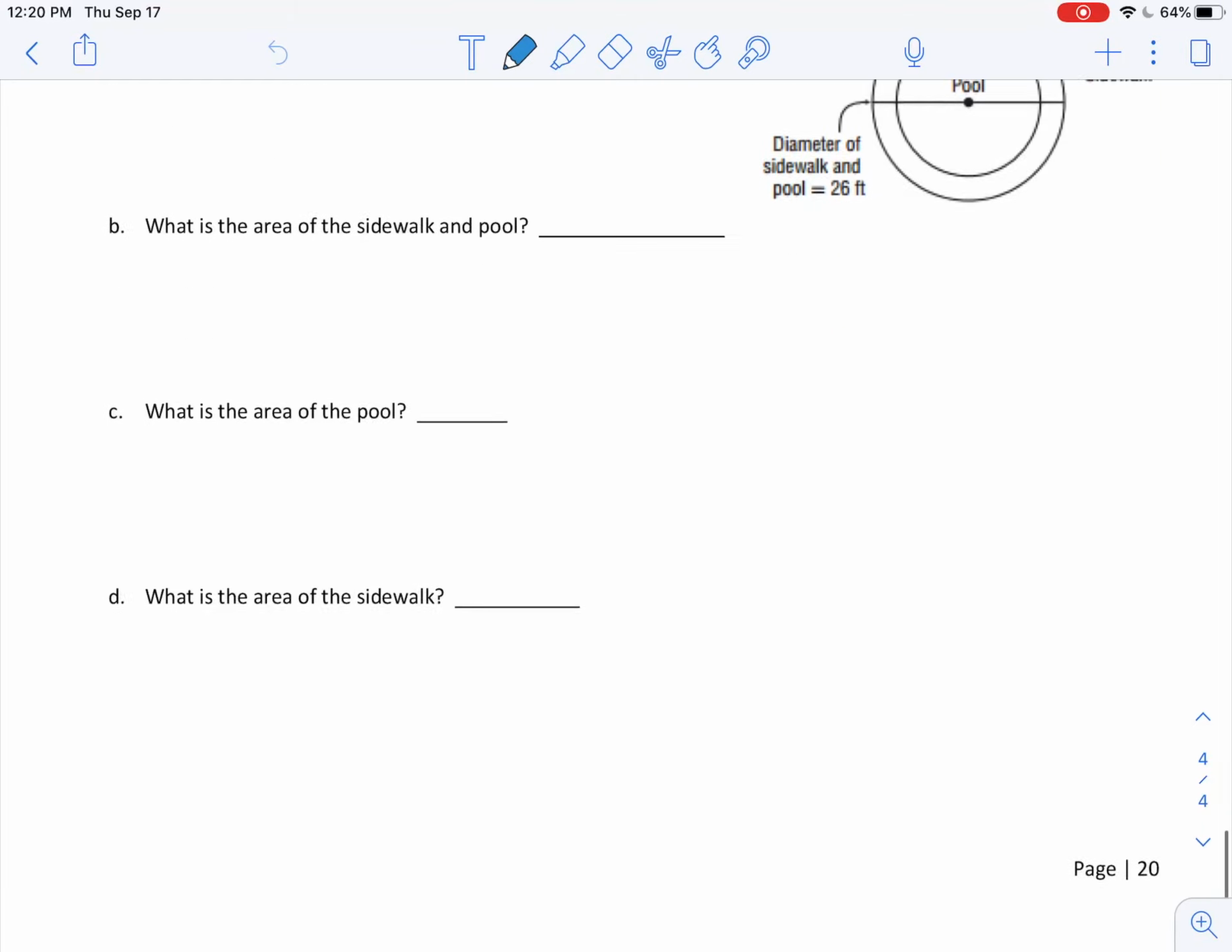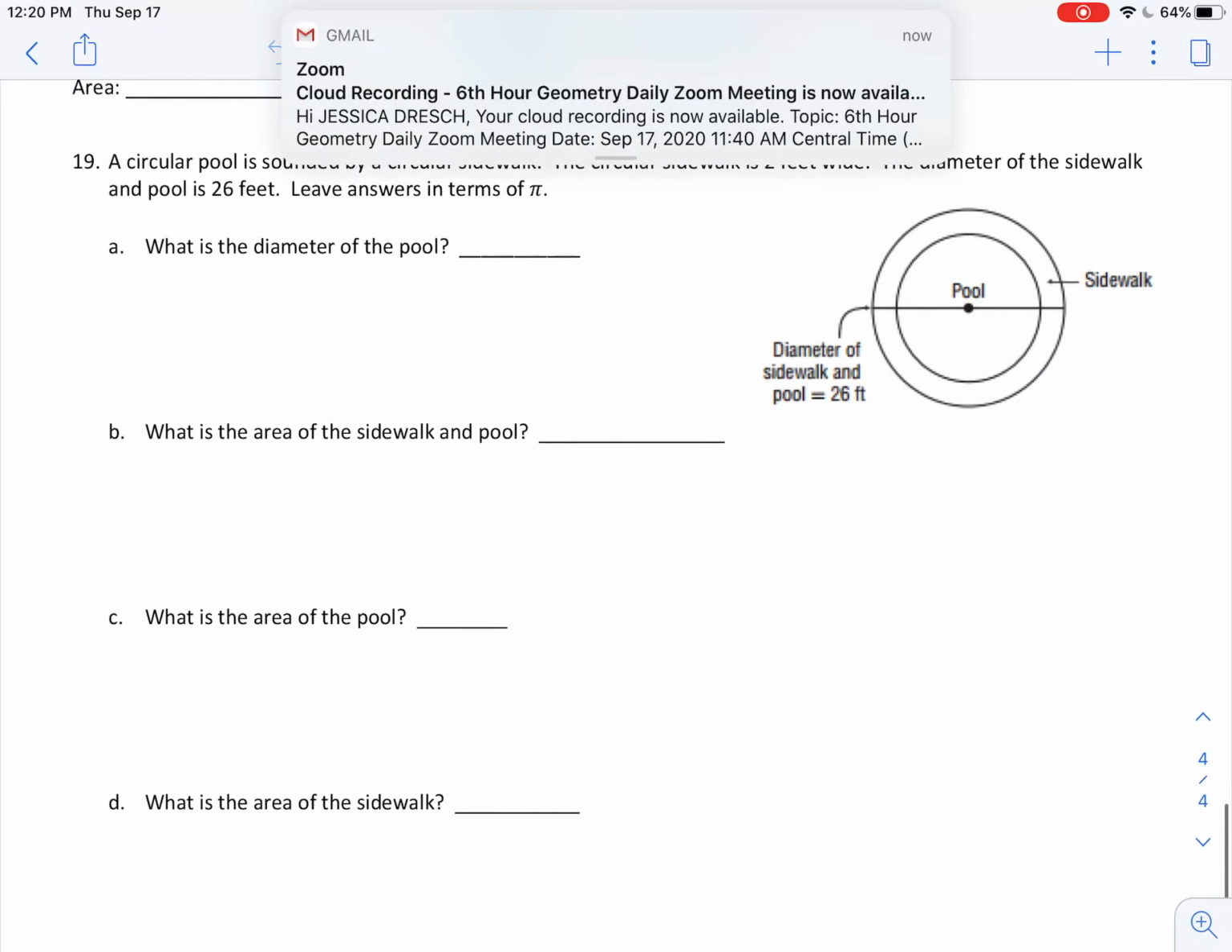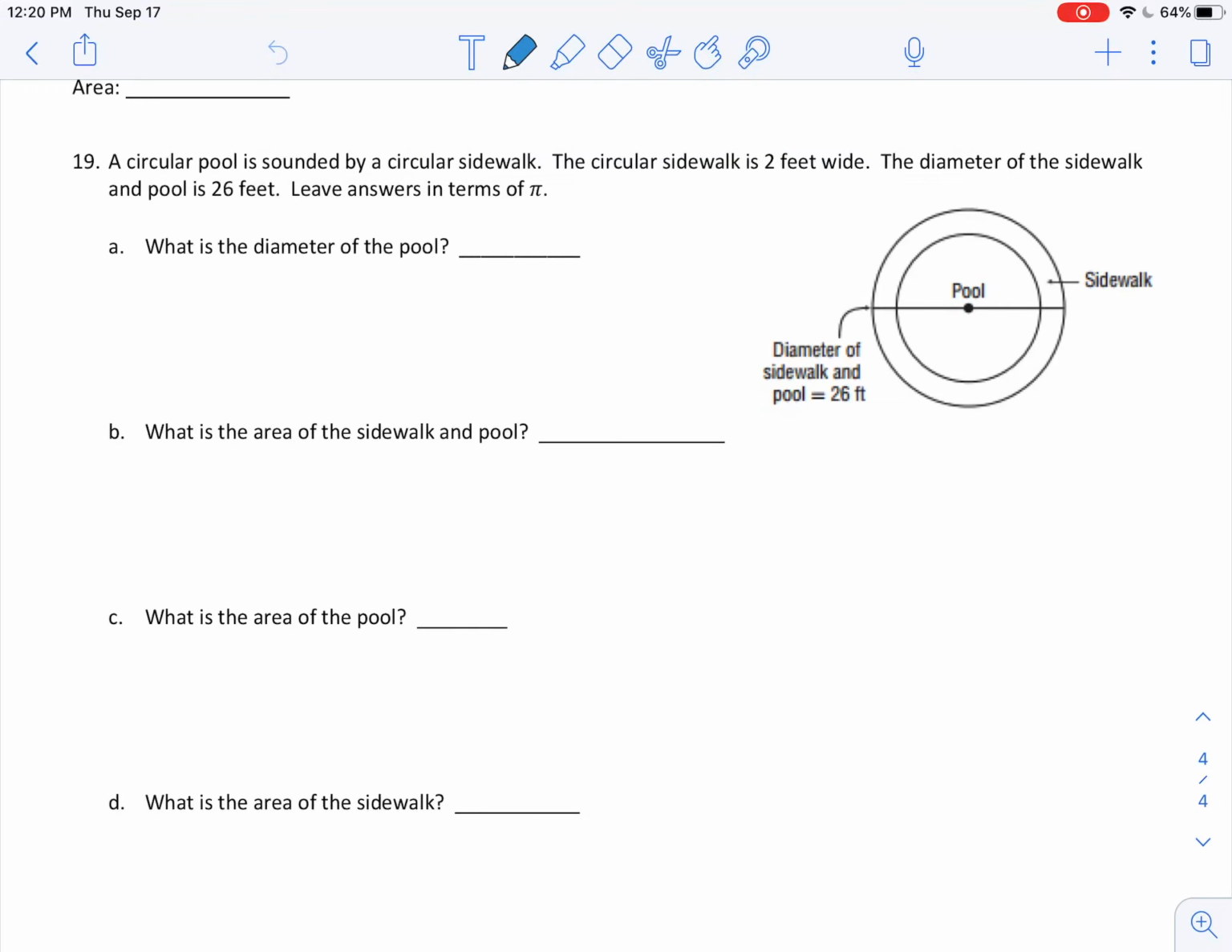Hi guys, if you're struggling with number 19 on workbook page 20, I'm really glad that you're watching this video to try and figure it out. It's talking about a circle surrounded by another circle, so that's complicated.